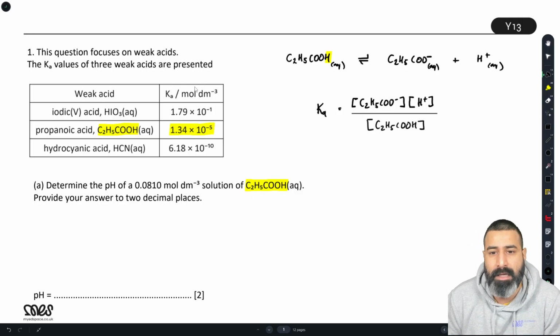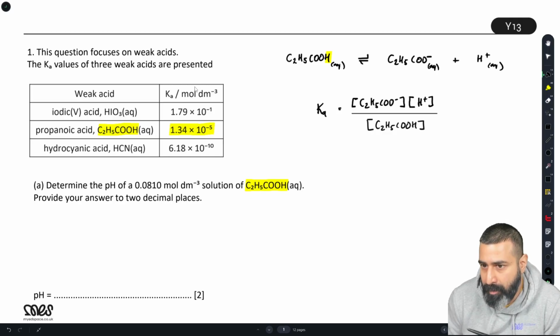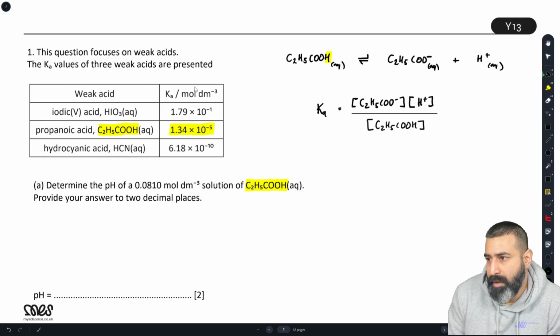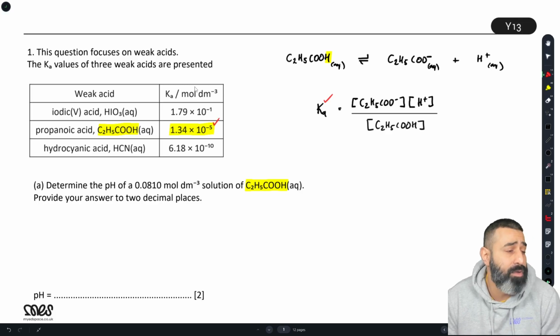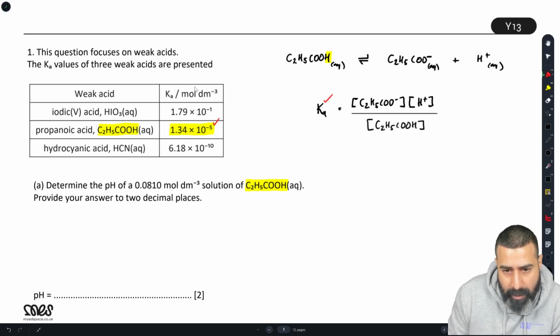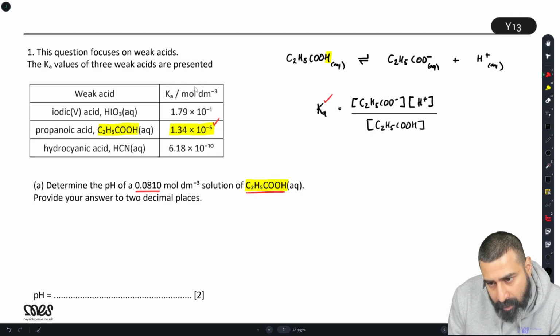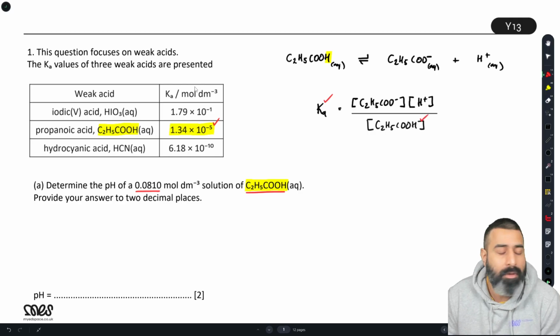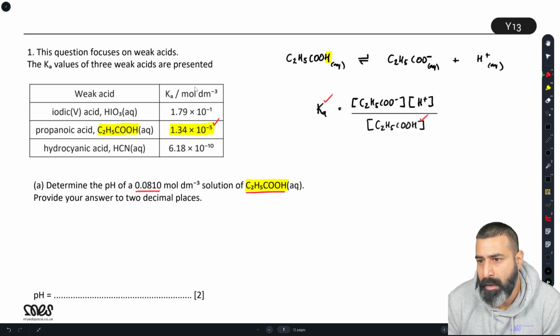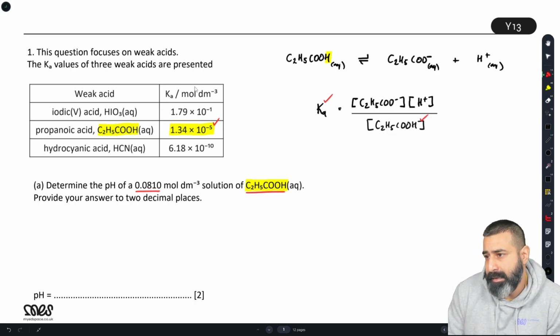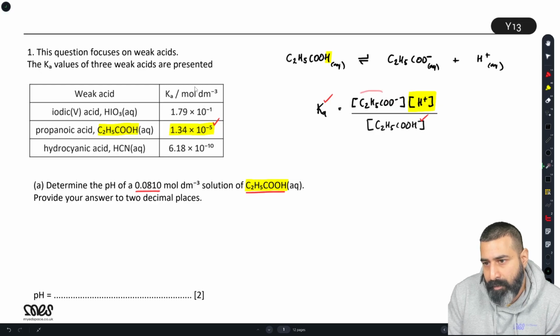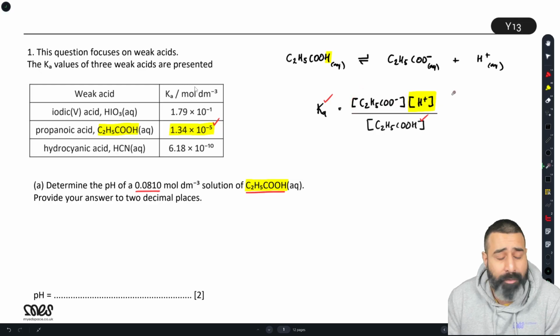Okay, let's think about what terms we know and what terms we don't know. Well, do we know the Ka? Yeah, we know the Ka. It's given to us in the table. The other term that we know is the concentration of the weak acid. So we know the denominator term. Okay, what we don't know is H plus. And you might be thinking, well, we actually also don't know the concentration of propanoate ions at equilibrium. However, what assumptions can we make for weak acids?